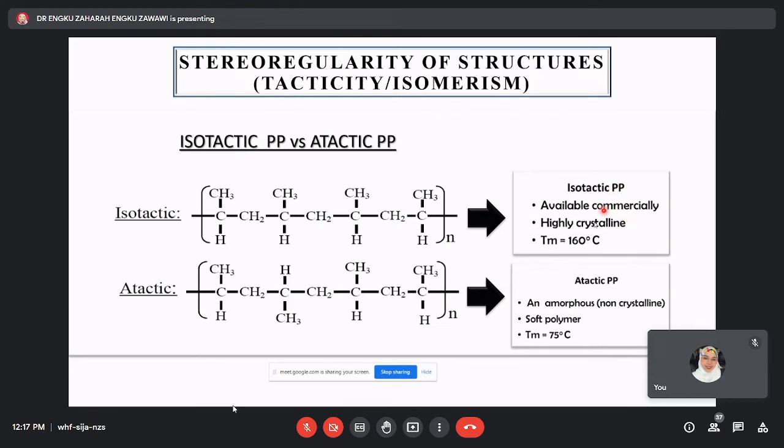So isotactic PP is a highly crystalline material, having a melting temperature of 160 degrees Celsius. Meanwhile, atactic means a random arrangement of CH3 groups on the main backbone. So it exists as an amorphous, non-crystalline material. This is a very soft polymer, with a Tm of about 75 degrees Celsius.